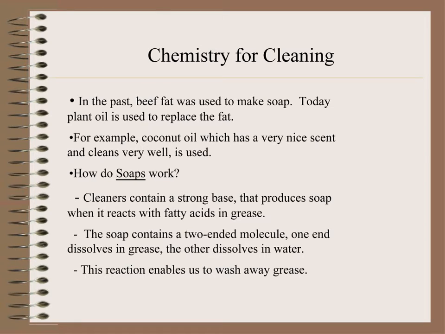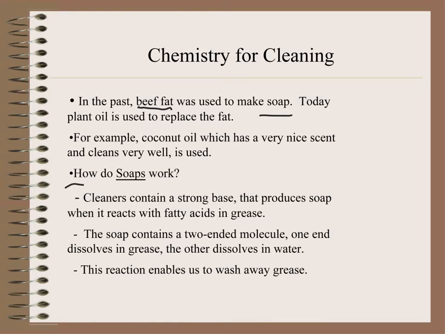We also have to look at chemistry for cleaning. So in the past, beef fat was used to make soap. Now today, plant oil is used to replace the fat. So for example, coconut oil, which has a very nice scent and cleans very well, is used instead of what we have used in the past, which is this beef fat. So when they're slaughtering an animal, aside from just taking the meat, they're going to use the fat for a lot of different uses, and one of those again was soap.